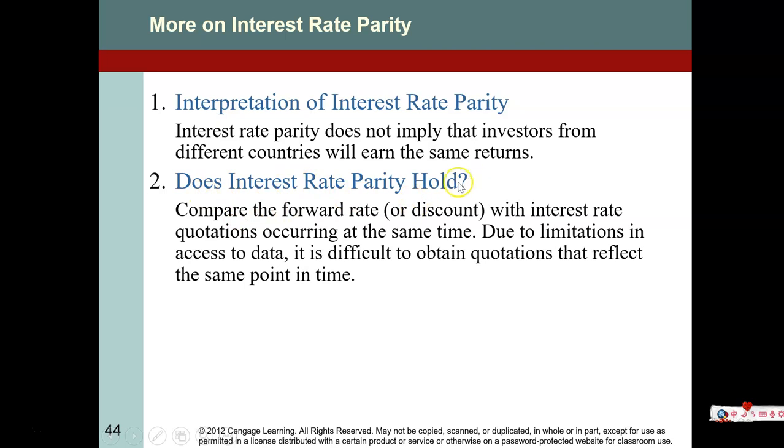Does interest rate parity hold? Compare the forward premium or discount with interest rate quotations occurring at the same time. Okay, if you want to see if IRP holds, you can compare P, the forward rate premium or discount, with the interest rate quotations, IH minus IF, home interest rate minus foreign interest rate, and see if they're the same. If they're the same, IRP holds. If they're not, then it doesn't hold. Due to limitations in access to data, it is difficult to obtain quotations that reflect the same point in time.